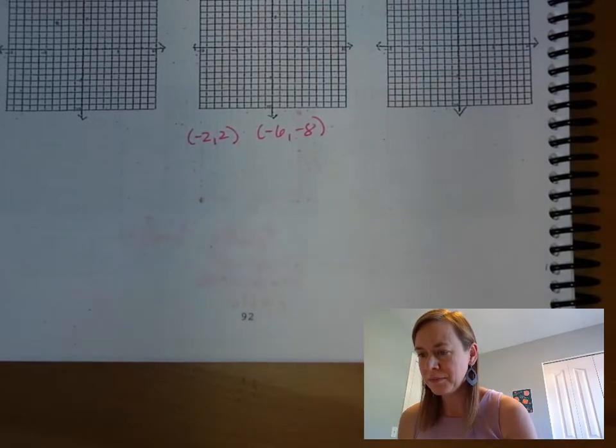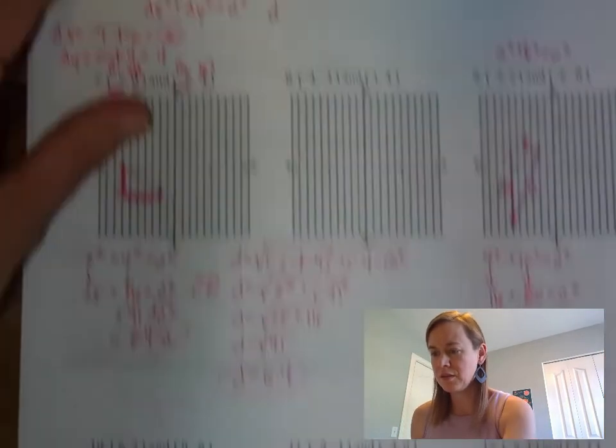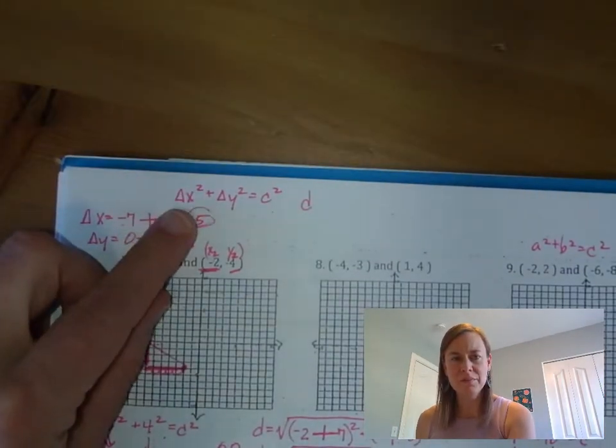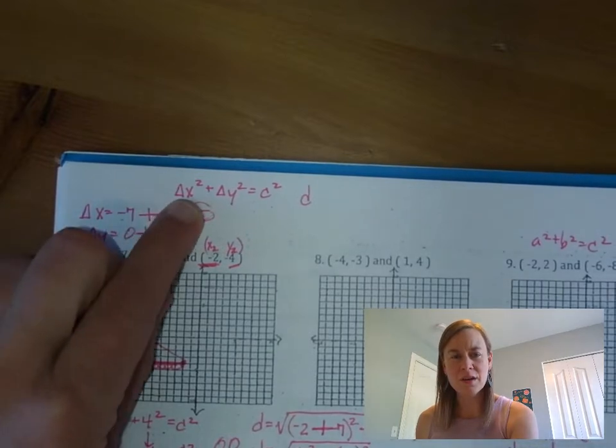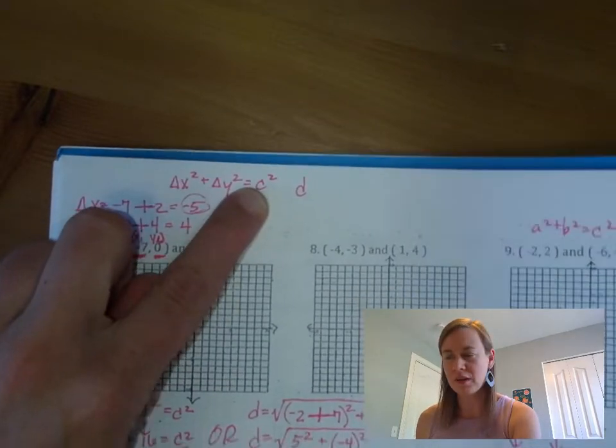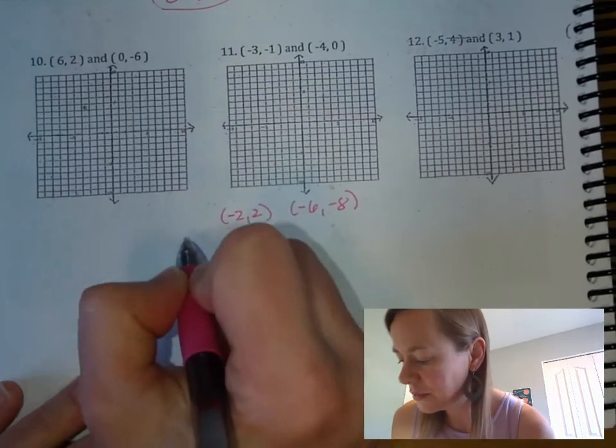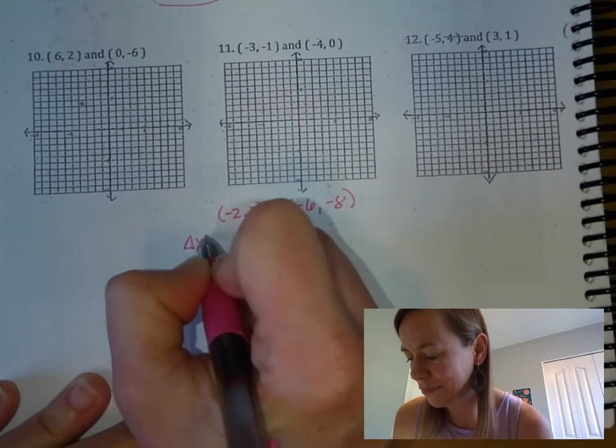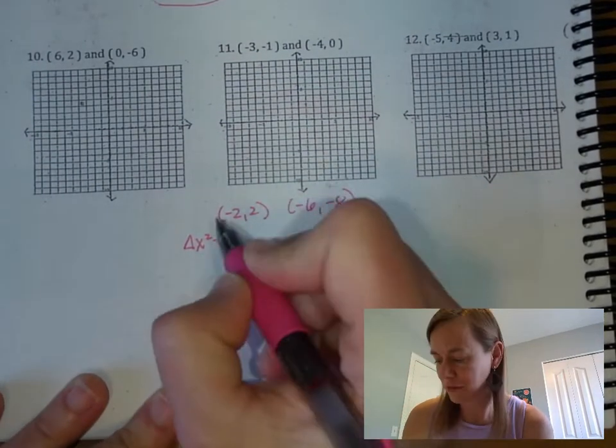Now let's use this formula right here, okay? Change in x squared plus change in y squared equals c squared. So you can see it's very similar to the Pythagorean theorem. In fact, it pretty much is the Pythagorean theorem, just with different labels.